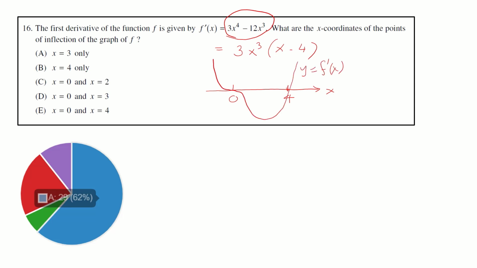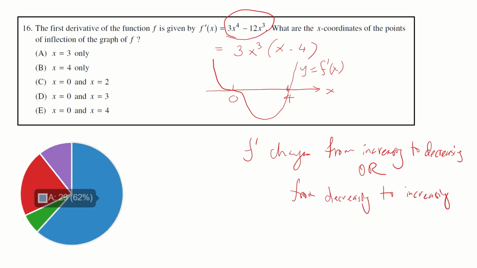For the point of inflection, we can get it from f prime by looking at when f prime changes from increasing to decreasing, or from decreasing to increasing. And we can see that the graph of f prime is always decreasing until some point here. So we need to find out what is the value of this. Without much calculation, we know that options C, D, and E are not possible, because it must be somewhere in between 0 and 4. And also option B is not possible. It must be in between 0 and 4. So the answer is A without doing calculation.